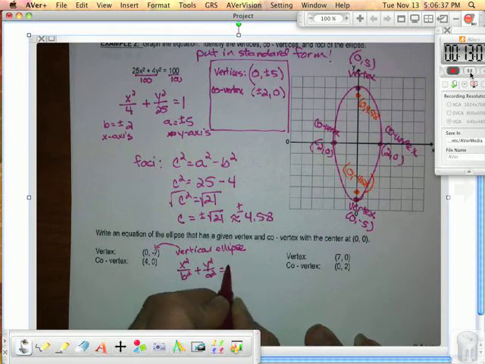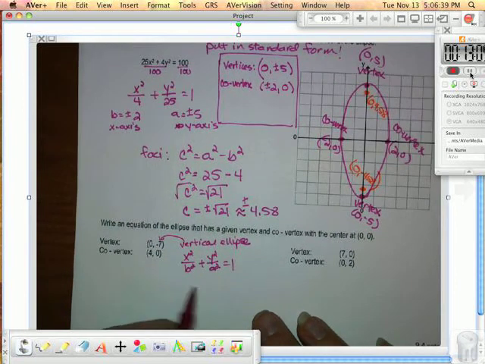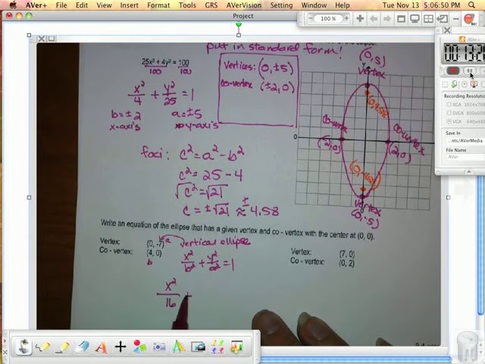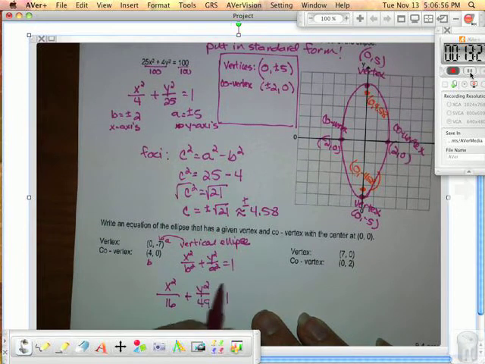So let's fill in what we know. We know that we have x squared over b squared. This must be A, and this must be B. Okay, so b squared is 16. Y squared is going to be over 49, and that equals 1. And you're done.